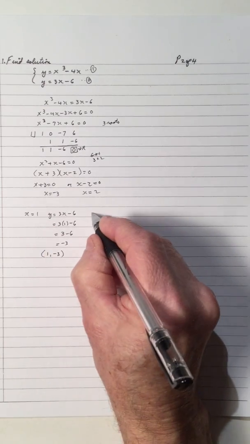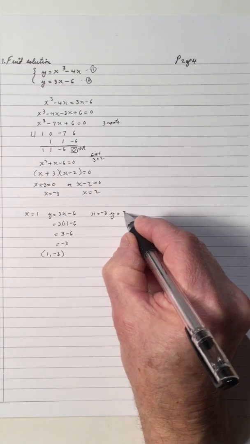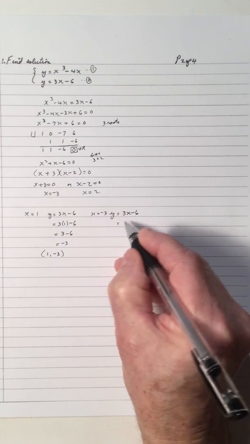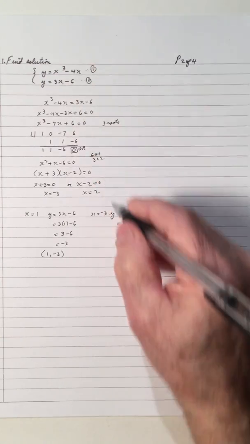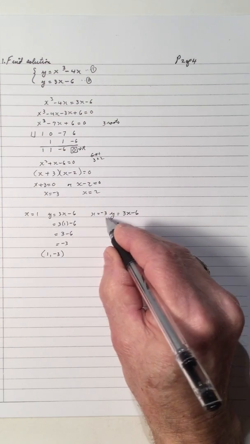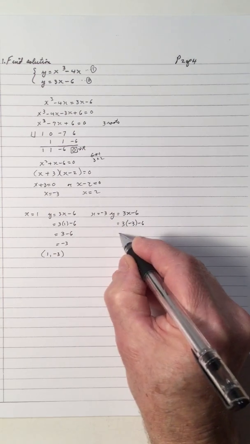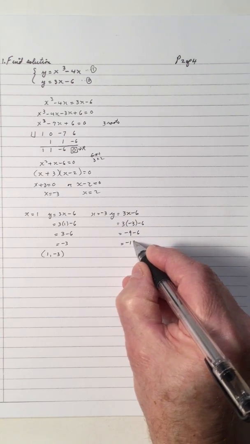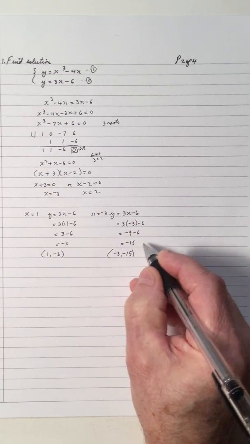Now I'm going to take x equals negative 3 and sub it into the same equation. Notice I subbed it into the linear because it's easier. I could sub it into this equation here, but I got 2 x's, so it's easier to sub it into the linear because I have one value of x, so x is negative 3. And multiply, get negative 9 minus 6 is negative 15. So negative 3, negative 15.